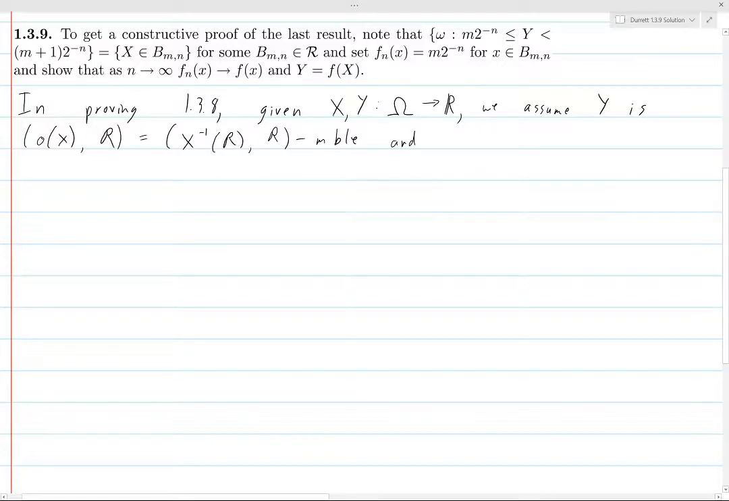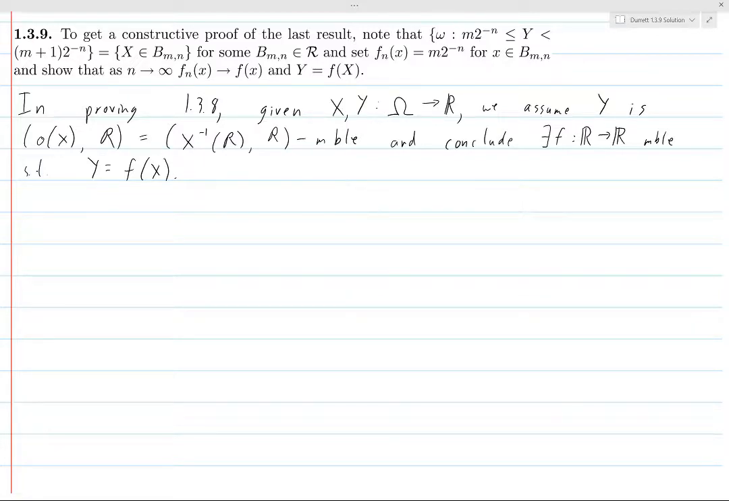And after we assume that, we need to conclude there exists an f from R to R which is measurable such that y equals f of x. Now, this is really just like half of 1.3.8. 1.3.8 is an if and only if statement, so you have to prove two directions here. But this is the part of it that we're going to solve using this constructive argument.